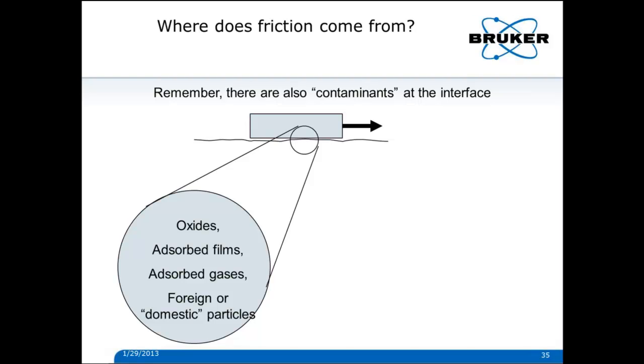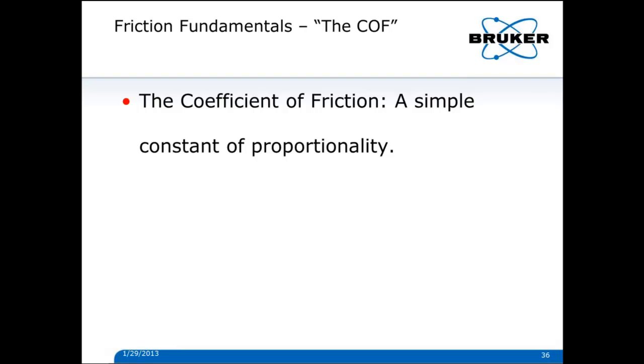So where does friction come from? Well, remember, in addition to the chemical and physical properties, there's also contaminants at the interface. These, we showed before, are the oxides, adsorbed films and gases, or foreign or domestic particles. So all of these contribute to the friction.